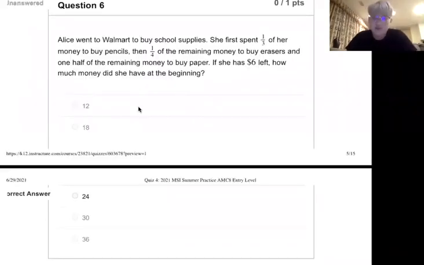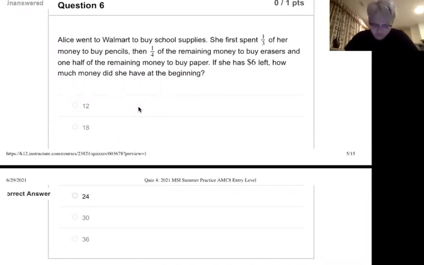Question number 6. Alice went to Walmart to buy school supplies. She first spent 1/3 of her money to buy pencils, then 1/4 of the remaining money to buy erasers, and 1/2 of the remaining money to buy paper. If she had $6 left, how much money did she have at the beginning?